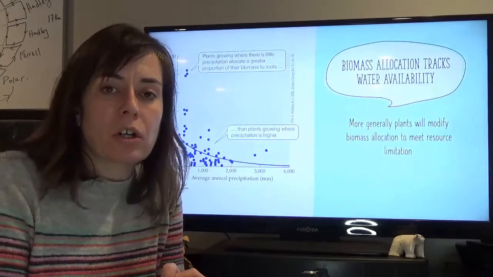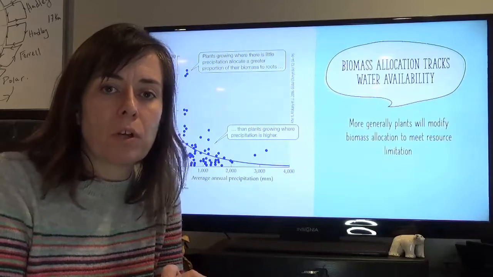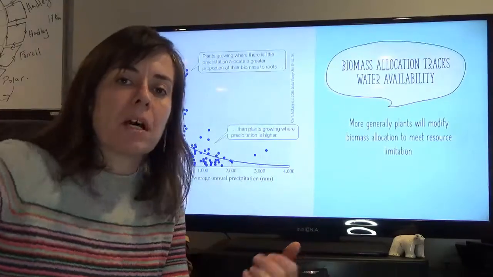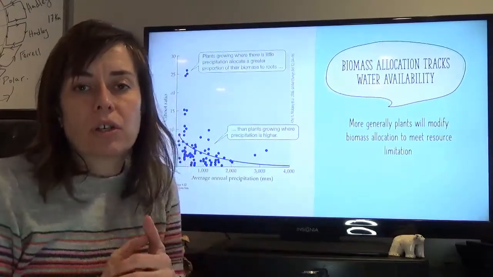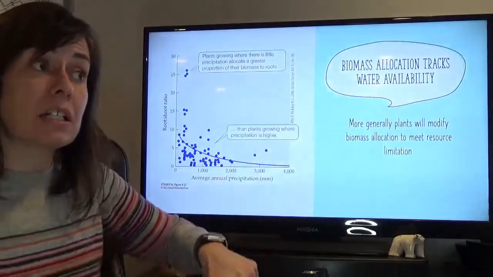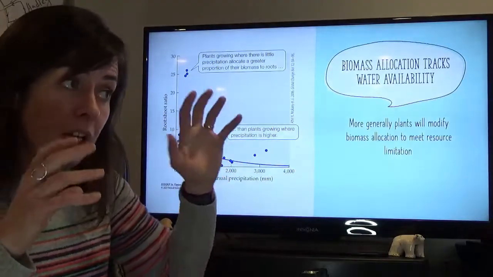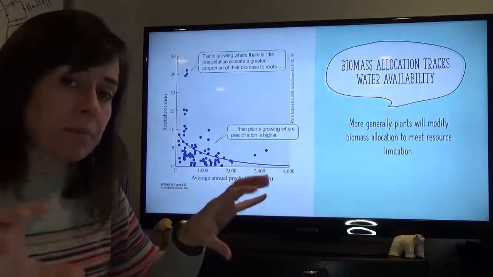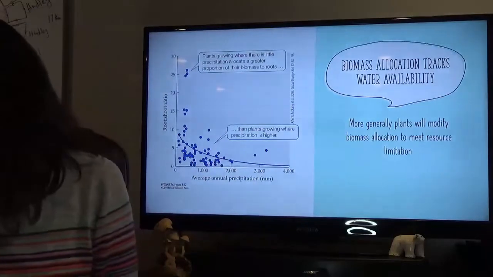A Mediterranean shrubby plant is never going to, no matter how much you water, become a big tropical tree. There are constraints there. So both plastic and acclimatory and adaptive responses to water availability.